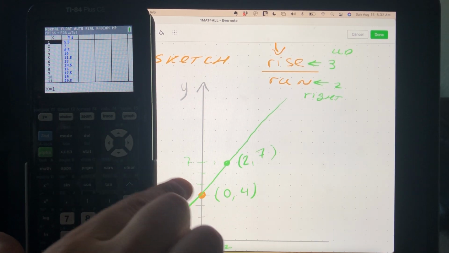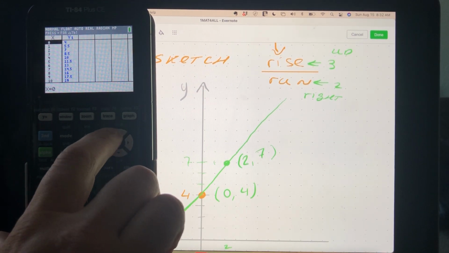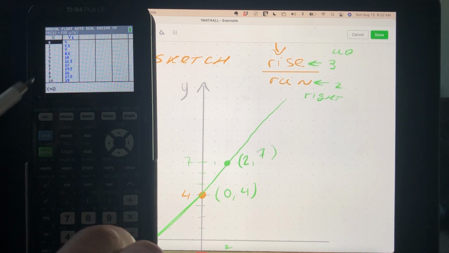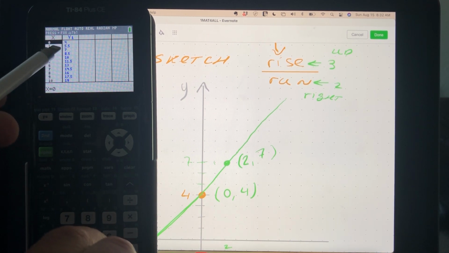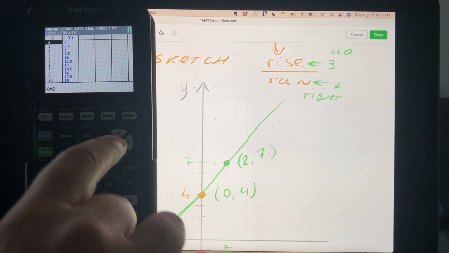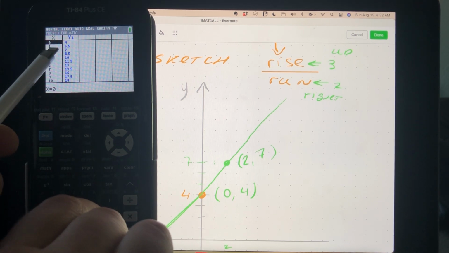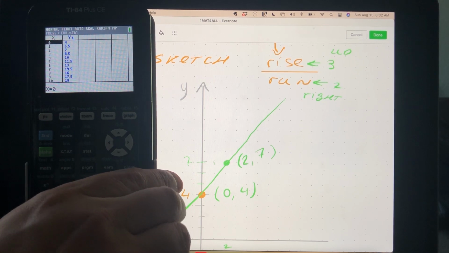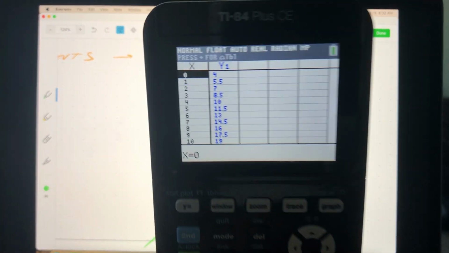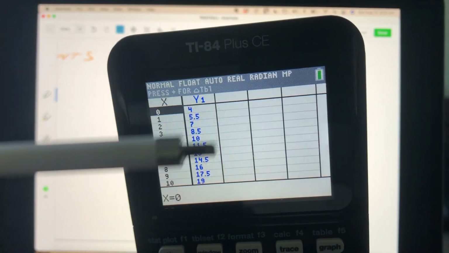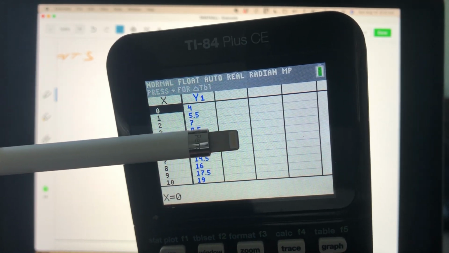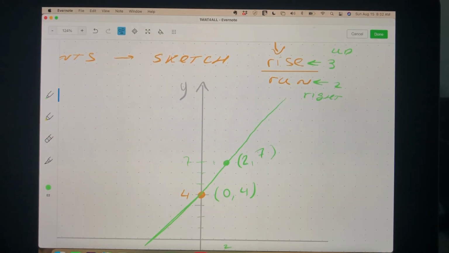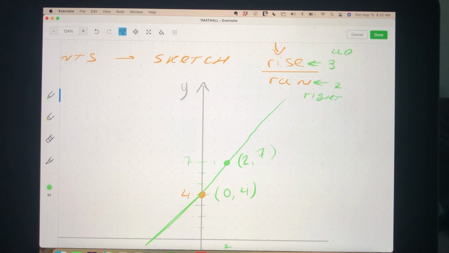The first point is (0, 4). Do we have that? Yes, we do. 0 is connected to the 4. So (0, 4) is one of them. (2, 7), that's the other one. So we see in this table that our line that we have just made went through the same 2 points, (0, 4) and (2, 7), that we have found. And this is it. This is a sketch by hand.